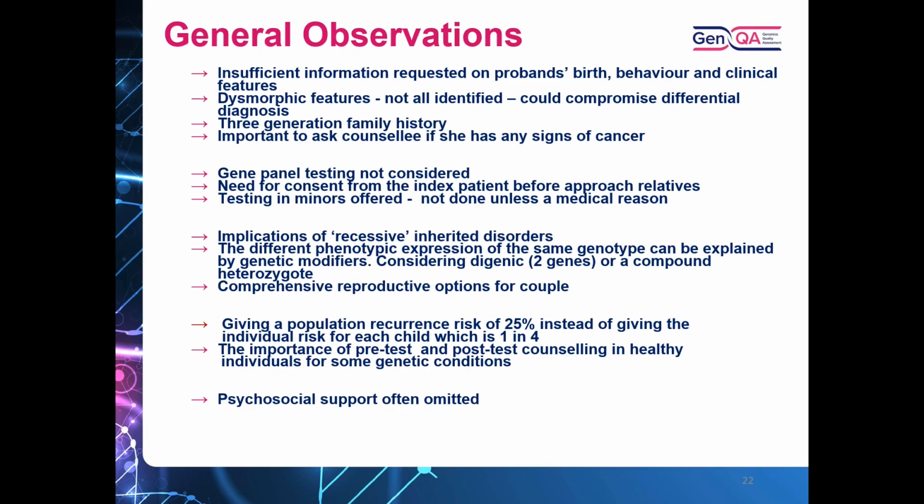The general observations from these 4 EQAs were as follows. In many cases, insufficient information was requested on the proband's birth, behaviour and/or clinical features. For the dysmorphic EQA, not all the dysmorphic features were identified, which could compromise the differential diagnosis. For all the EQAs, a 3-generational family history was important, as was asking the counselee if she had any signs of cancer in the oncogenetics EQA.